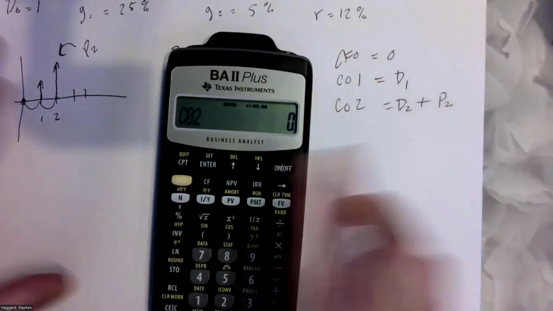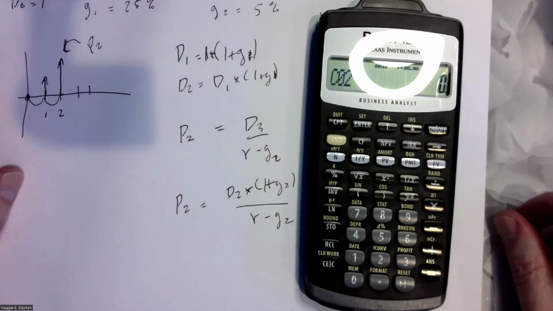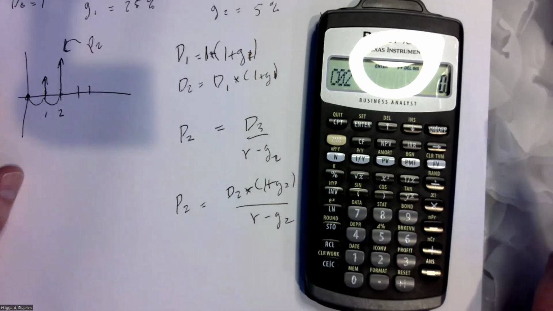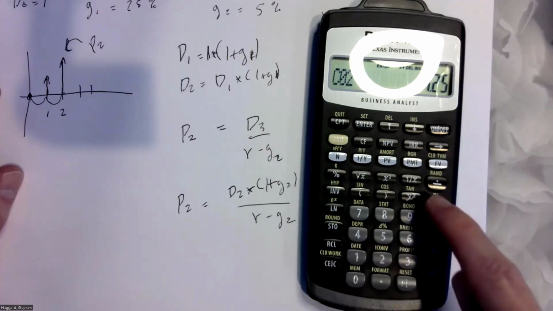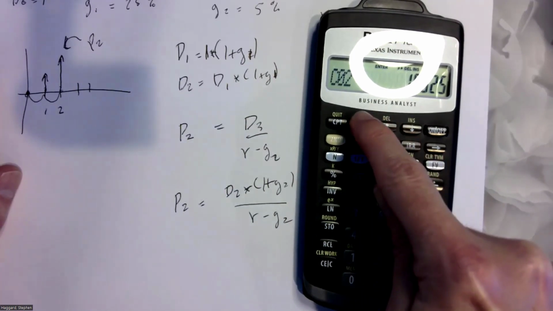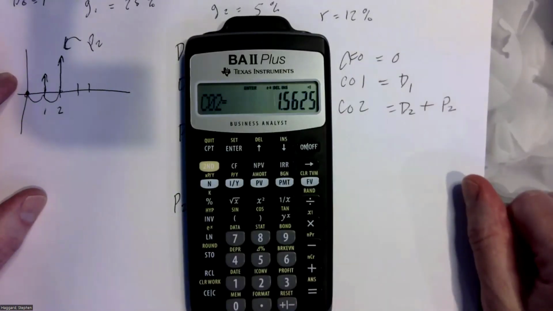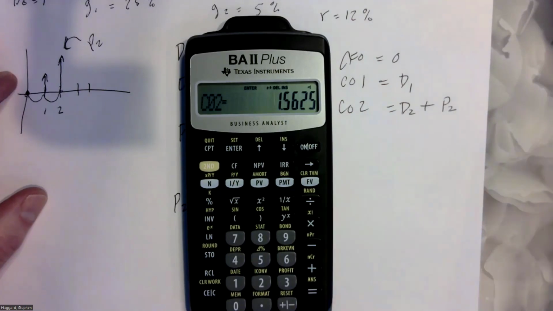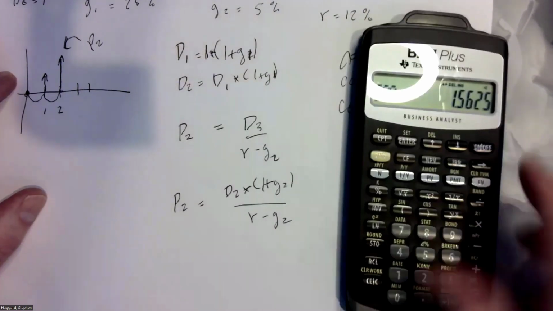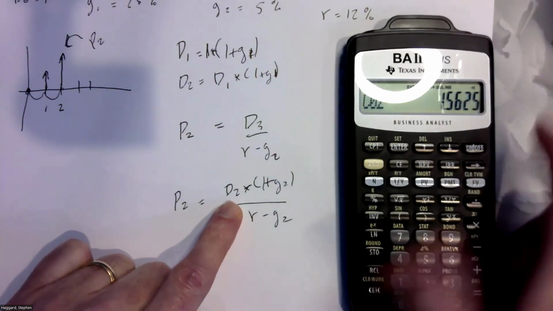Can anyone tell me how to get D2 given what I have here in the calculator? Multiplying the growth rate with things that's stored in 1, I think. Yeah, so we're going to say recall 1 times 1.25 equals enter. Now that gives us D2. But keep in mind, C02 needs to be D2 plus P2. How are we going to figure P2? Well, it's going to be this D2 we have right here.